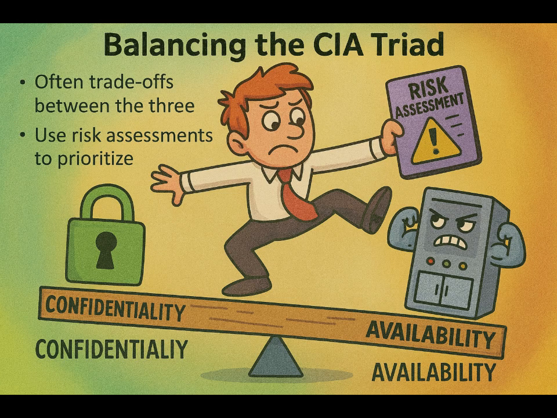Sometimes, you'll need to balance the triad. Encrypting a file boosts confidentiality but might slow access, hurting availability. That's where smart risk management comes in.